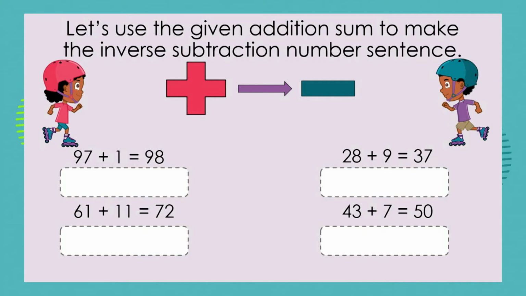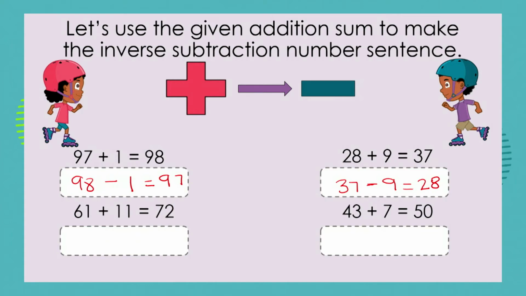So we take 97 plus 1 equals 98. So we swap the sides, we say 98 and 97 equals and a 1. So now we just need to change the sign to a minus. Another way we can do it is we start off with the sign being changed to the opposite. So 28 plus 9, we make it minus 9. And then we need to decide where does the 37 go and where does the 28 go. It needs to be 37 minus 9, which gives us 28.